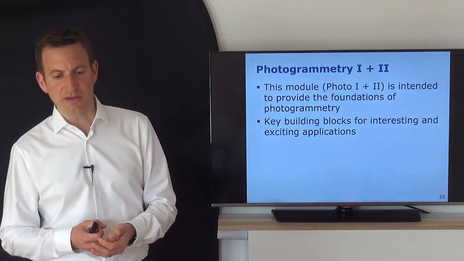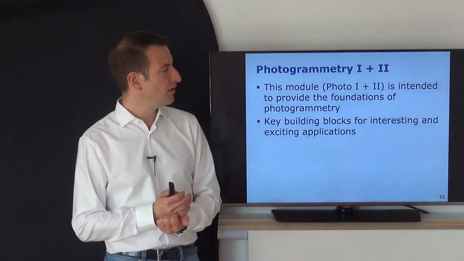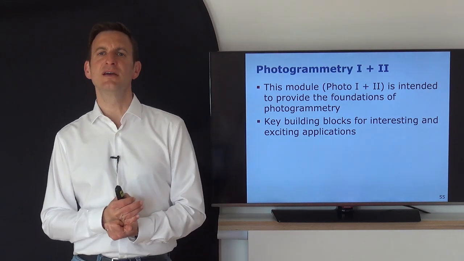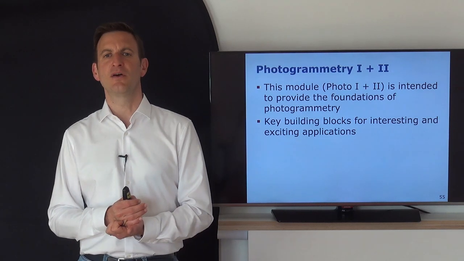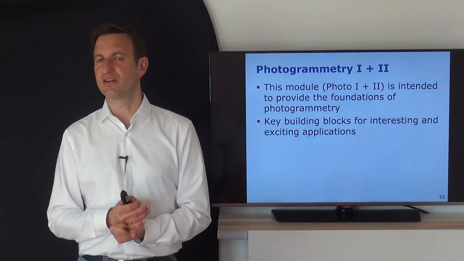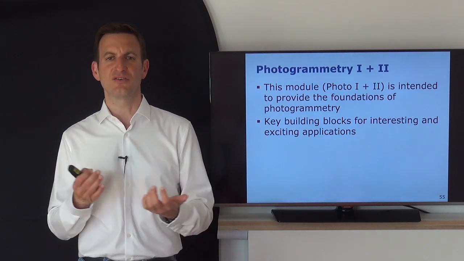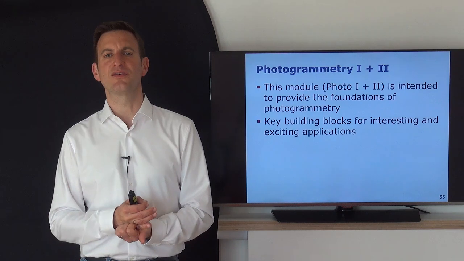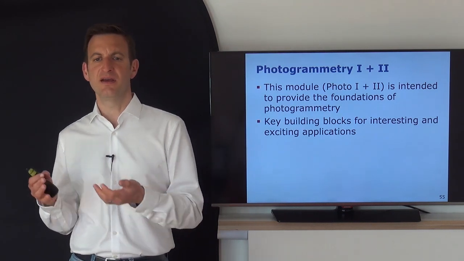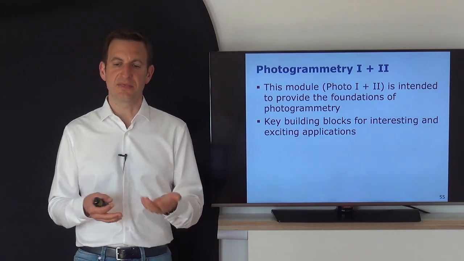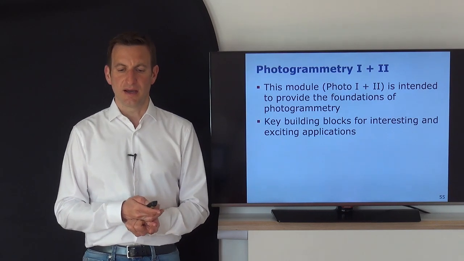So the photogrammetry module, which consists of the two courses, Photogrammetry 1 and 2, is intended to provide you with the foundations of photogrammetry and state estimation and interpretation techniques that are building blocks for developing several interesting and exciting applications. So the applications that we have seen here, building autonomous cars, building autonomous robots, performing observation and monitoring tasks, building autonomous UAVs, these are all things that we can do given the technology which is out there.